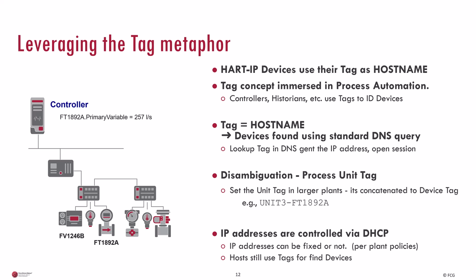It's very logical. We do know that sometimes there are multiple process units that are identical, even down to the tags. So we have a separate data item called a process unit tag that if you enter it, it gets concatenated with the device tag, and that's what gets put into the domain name services. And so it all comes down to this: if you know the tag, you can connect to the device and you're in business.